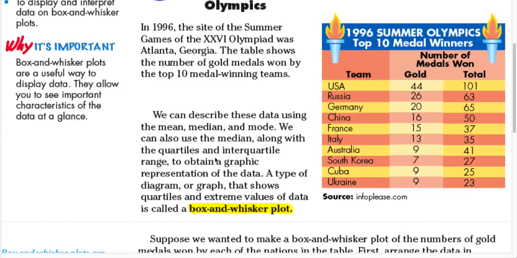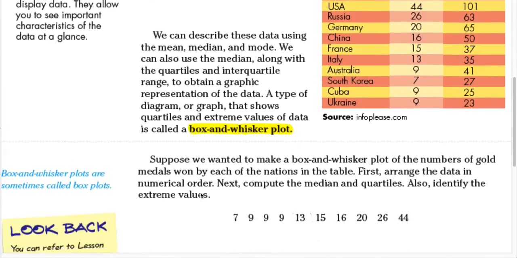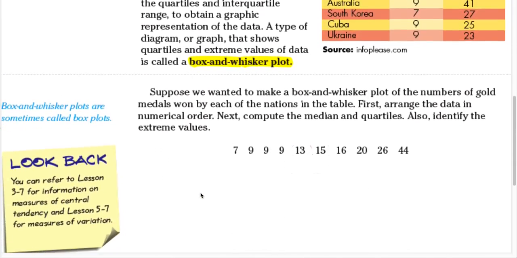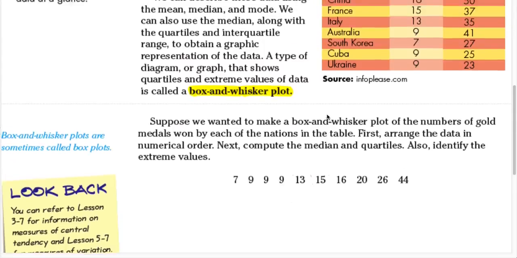So we can also use the median along with quartiles and interquartile range. Remember, we studied the quartiles and interquartile range in chapter 6. To obtain the graphic representation of the data, a type of diagram or graph that shows quartiles and extreme values of data is called a box and whisker plot. Suppose we wanted to make a box and whisker plot of the number of gold medals won by each of the nations in the table.